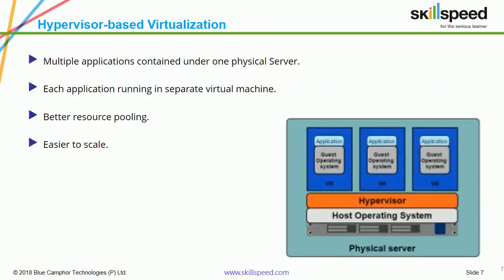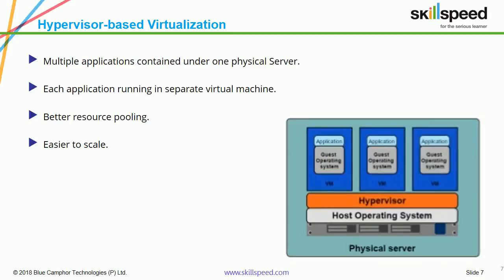Now we will talk about virtualization, because containerization is again a type of virtualization. So we will talk about the traditional way of virtualization, which is hypervisor based. We are talking about VMware, KVM, Hyper-V. In VMware specifically, we are talking about ESXi servers, which are hardware level virtualization. The major advantage of using hypervisor based virtualization is that multiple applications are contained under one physical server.